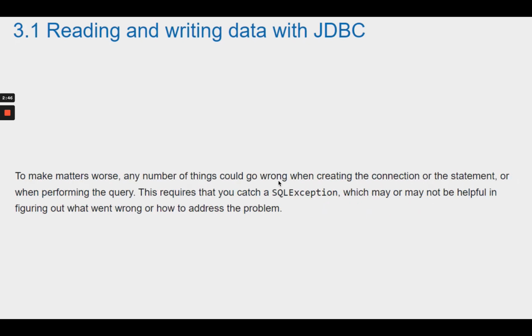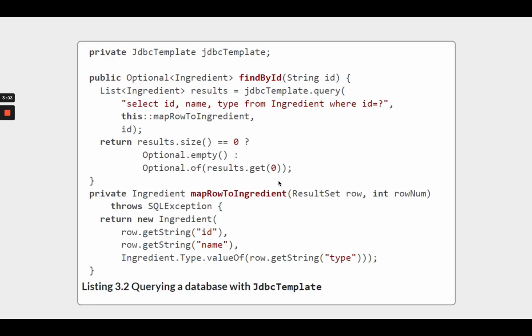result set. To make matters worse, any number of things could go wrong when creating the connection or the statement, or when performing the query. This requires that you catch a SQLException, which may or may not be helpful in figuring out what went wrong or how to address the problem. SQLException is a checked exception, which requires handling in a catch block. But the most common problems, such as failure to create a connection to the database or a mistyped query, can't possibly be addressed in a catch block and are likely to be rethrown for handling upstream.